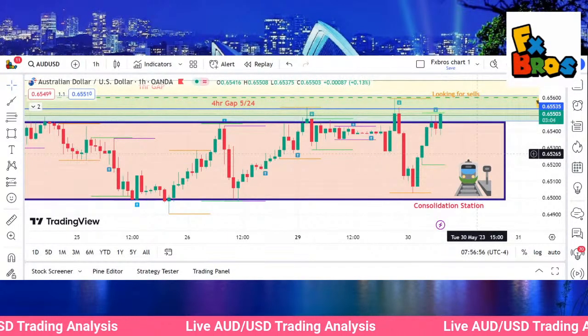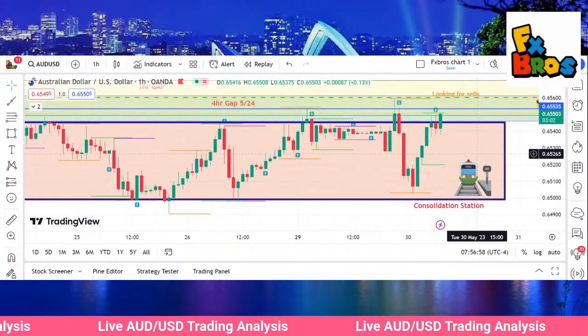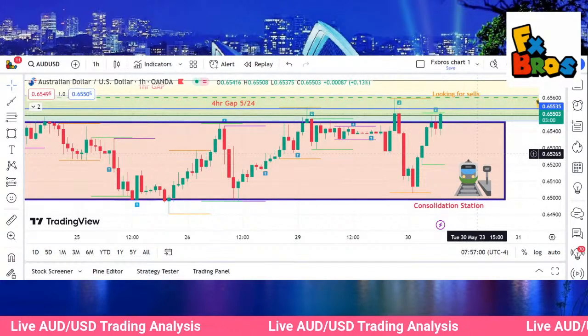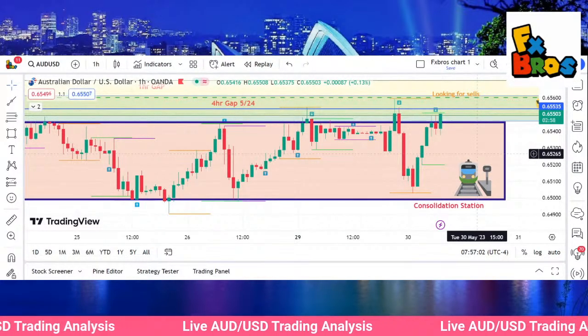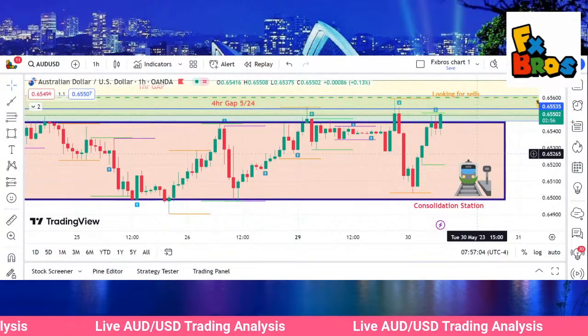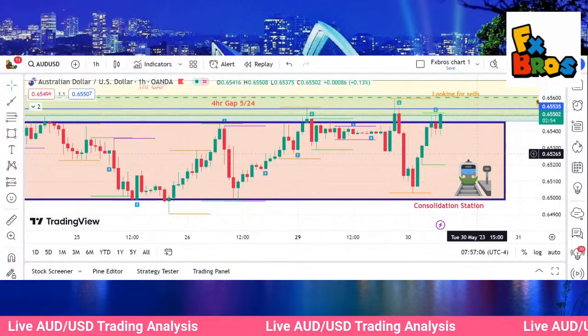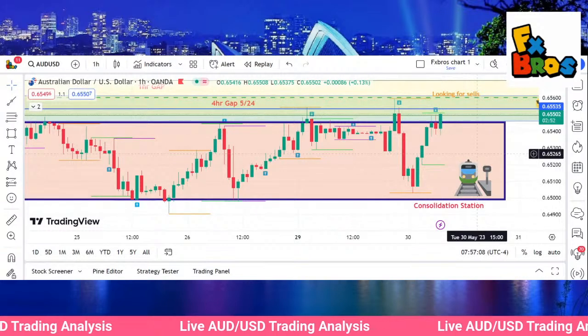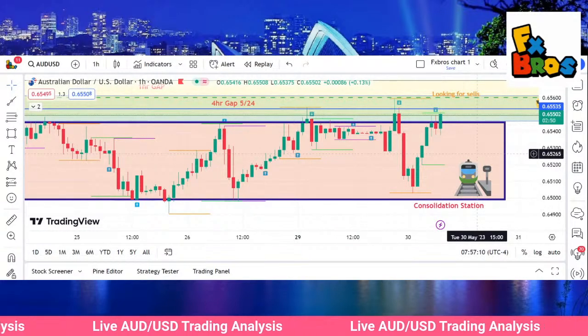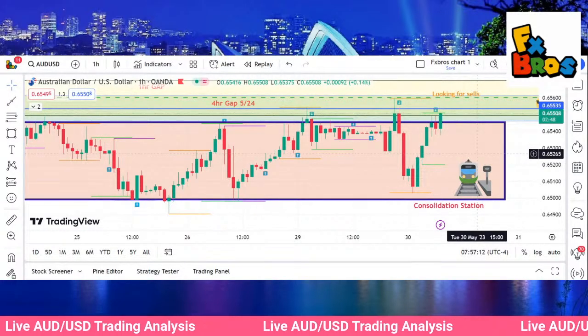So I don't get really too excited when we get price to close outside of these consolidation areas. Understand what's going on.